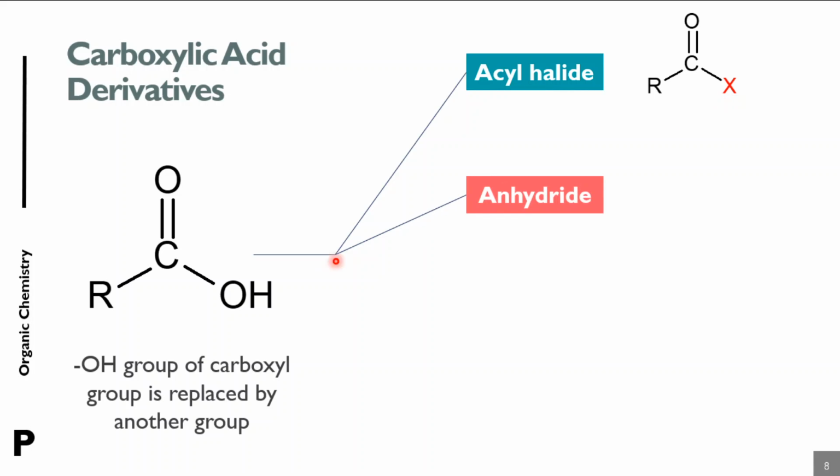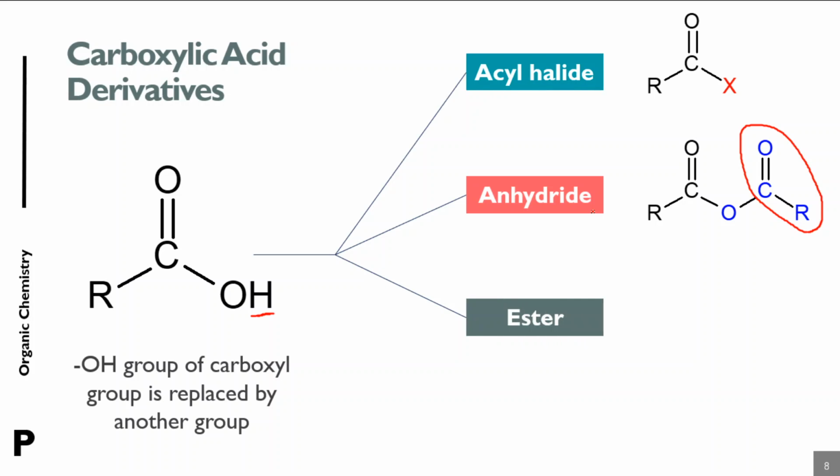If the H of the hydroxyl group is replaced by an acyl group, then it is called an anhydride. Oxygen is written as it is, but hydrogen is replaced by the acyl group. So this is the acyl group. If the hydrogen of the carboxylic group is replaced by an acyl group, then it is called an anhydride. Or in the other case, if the hydrogen is replaced with an alkyl group, then it is called an ester.